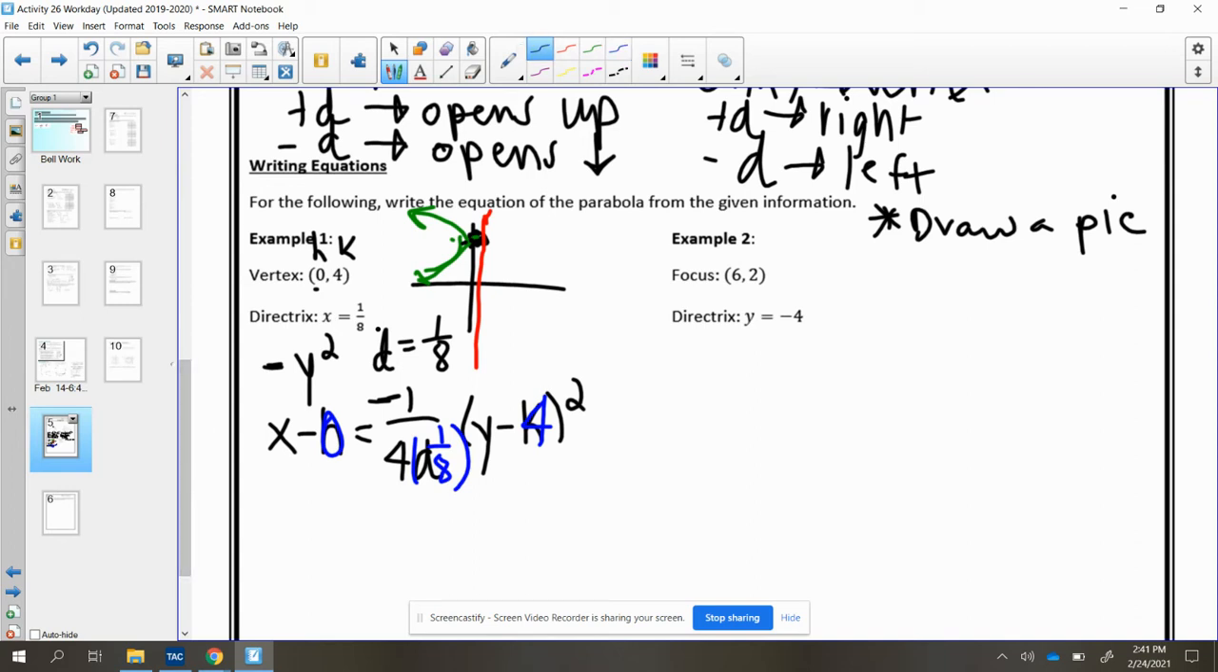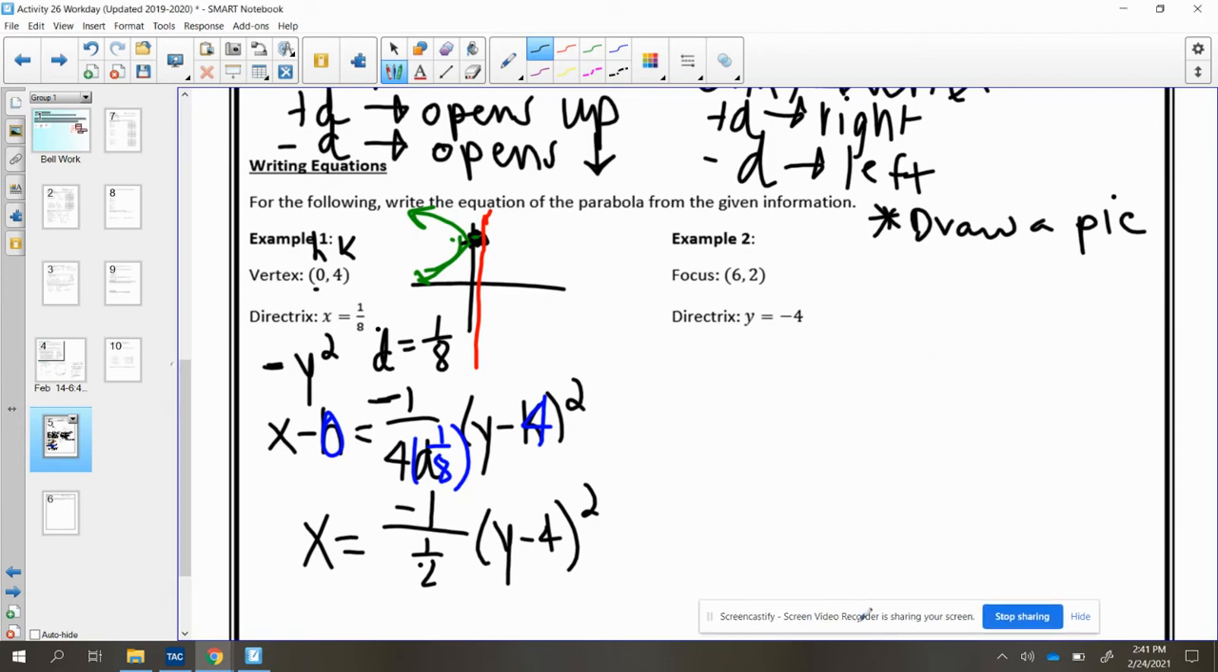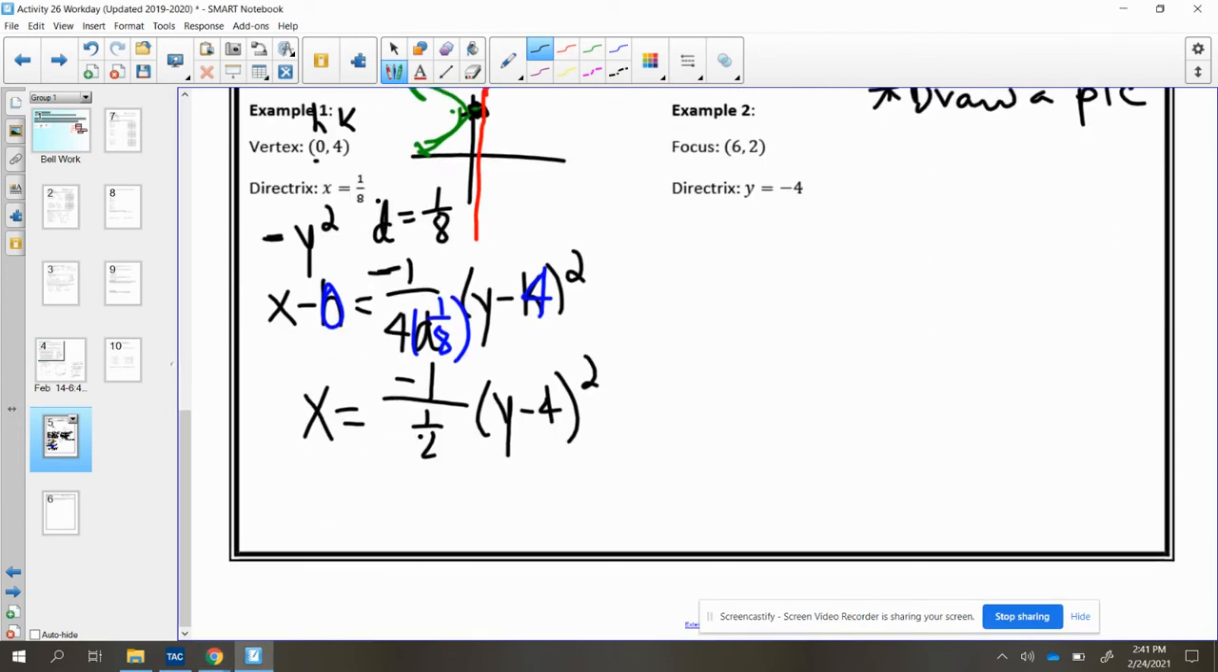And when we simplify, we get x equals negative 1 over 4 times 1/8, which is 1/2, times y minus 4 quantity squared. And then last but not least, you always want to simplify as much as possible here. We don't want to leave this as negative 1 over 1/2. That's kind of ugly. Got to multiply by that reciprocal, and it became negative 2 instead.